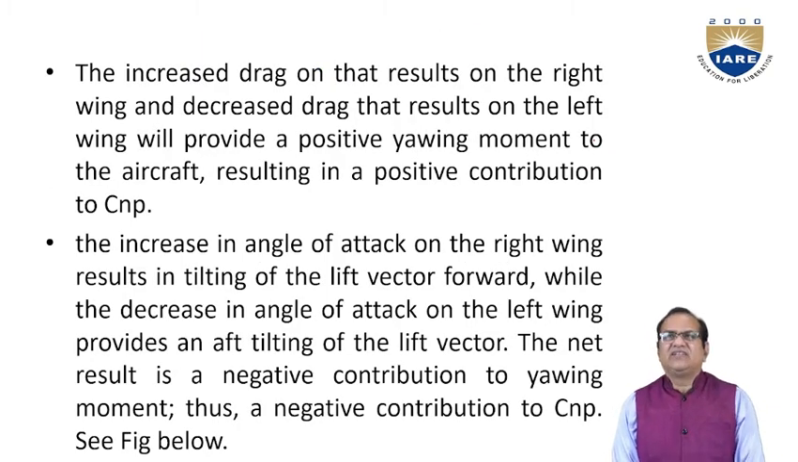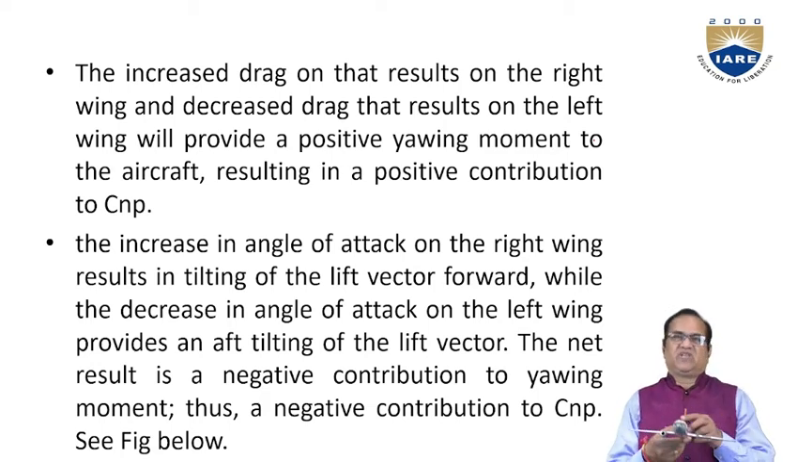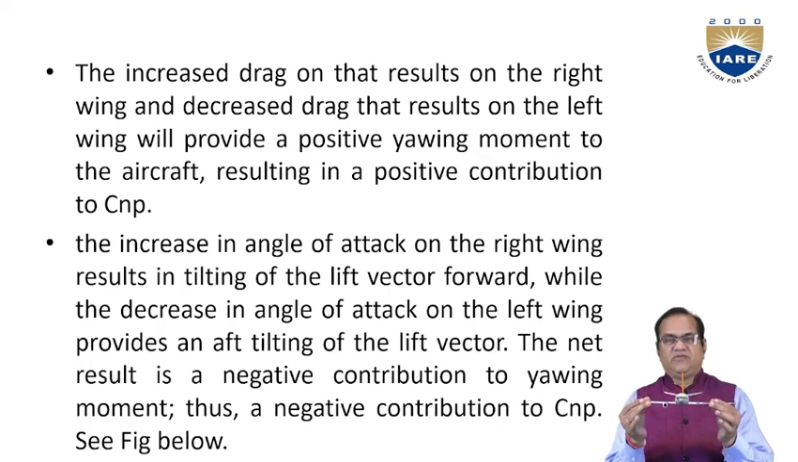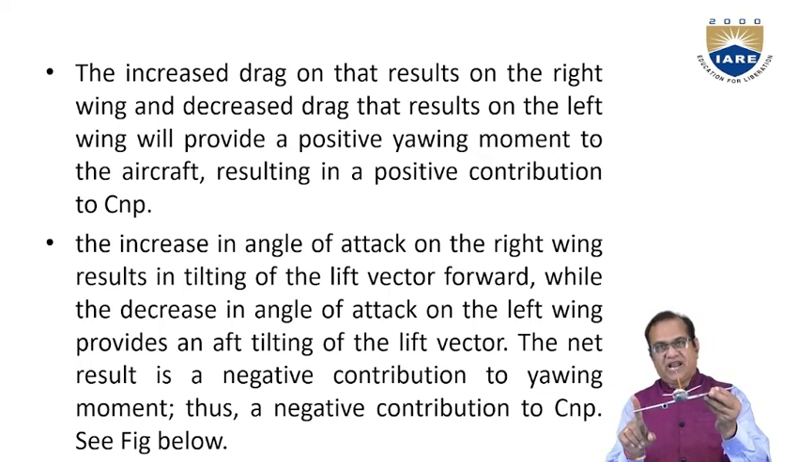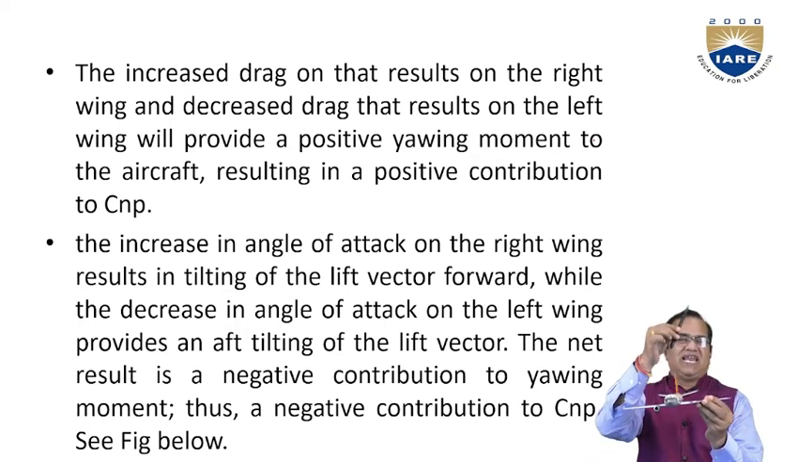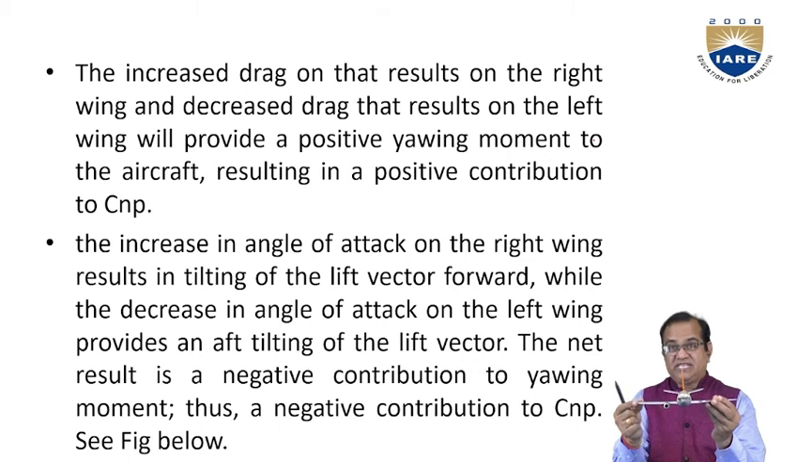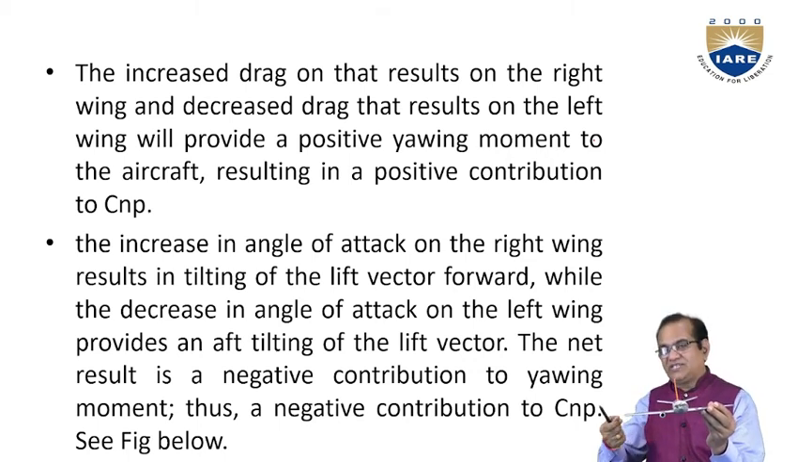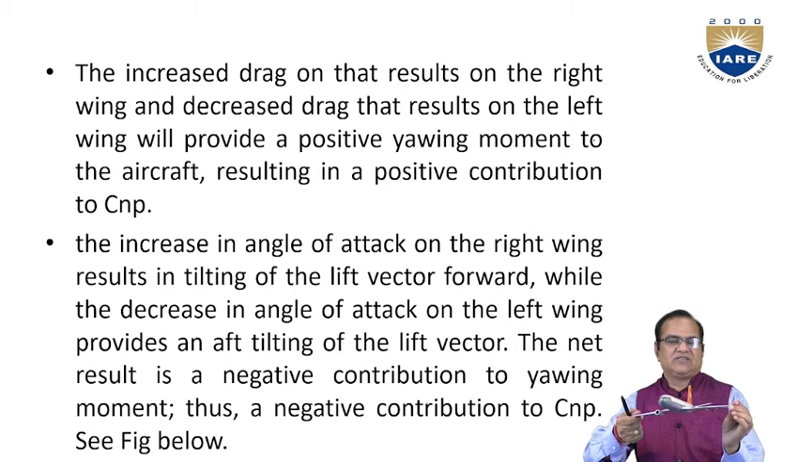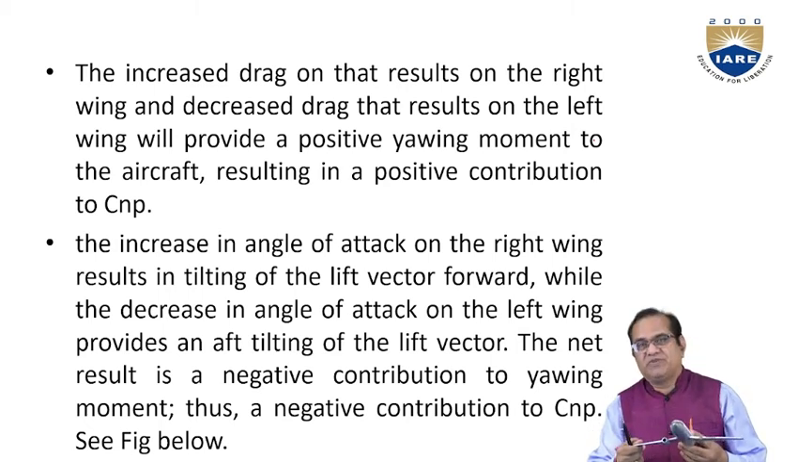The increased drag on the right wing and decreased drag on the left wing will provide a positive yawing moment to the aircraft, resulting in a positive contribution to Cnp. So how? If your aircraft is rolled, the right wing will experience more lift and more drag, and the left will experience less lift and less drag. The drag is more on the right, so it will pull like this, and the nose will go right. So it is a positive Cnp.